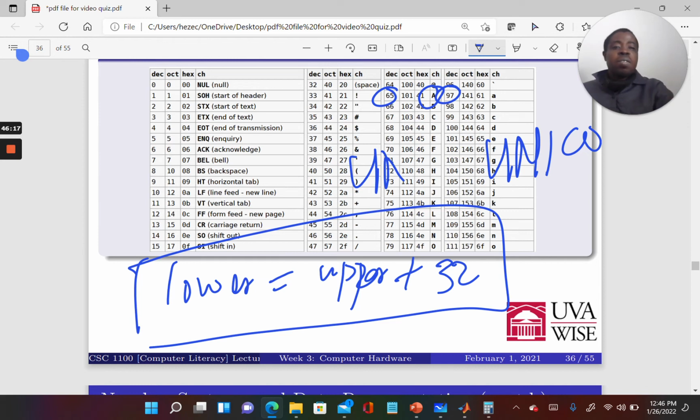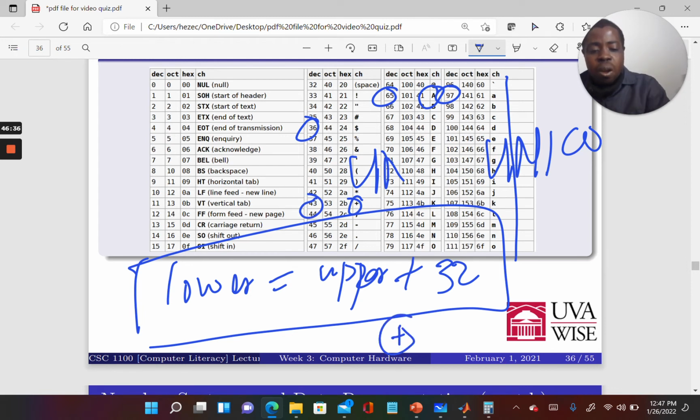Okay, look at all the characters here. Look at the question mark, dollar sign. The code for dollar sign is 36. The code for plus is 43. Now, when you press plus on the PC, imagine the code for it is what? 43. So the 43 is converted to what?